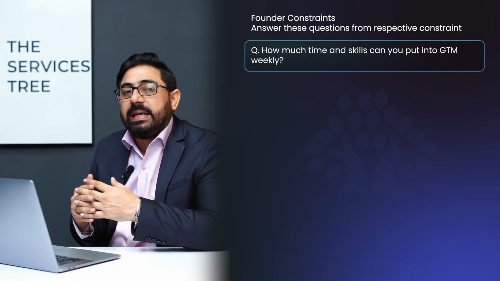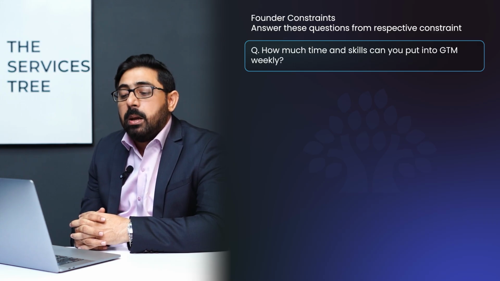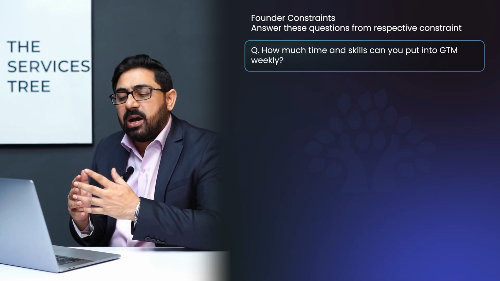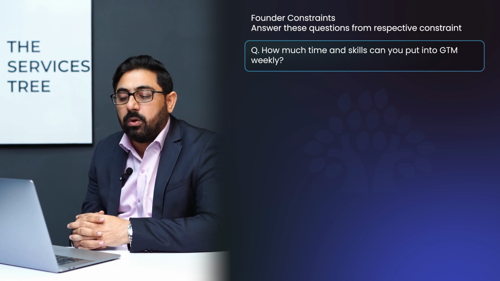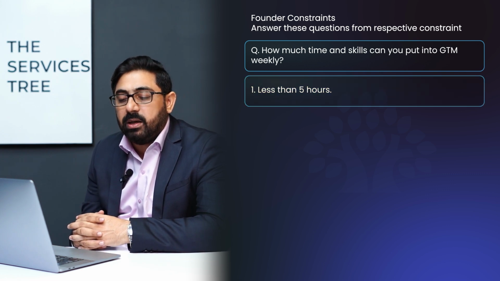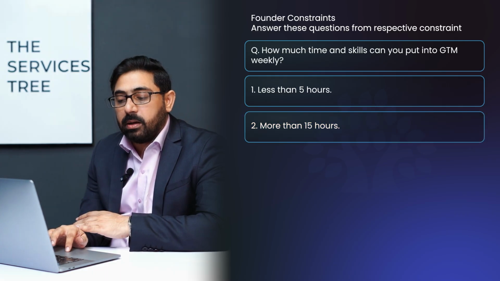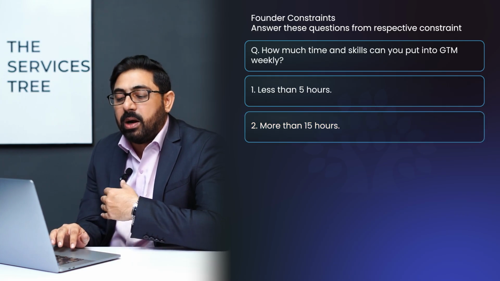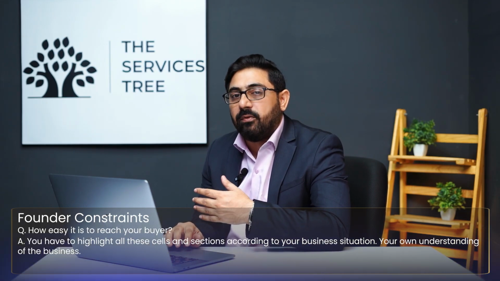So you have to dedicate your time and energy very concisely on this activity. You have to see how much time in a week you can spend. Let's say you can spend less than 5 hours a week, or more than 15 hours a week. Let's go with this option. You have to highlight all these cells and sections according to your business situation, your own understanding of the business.